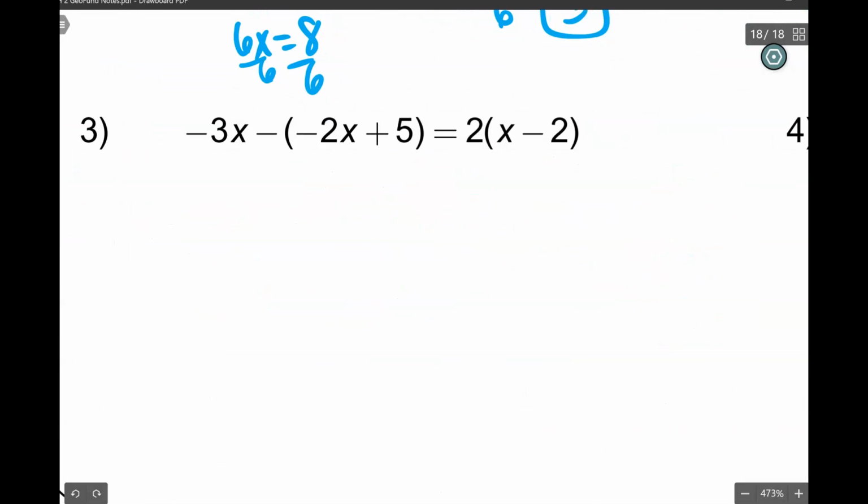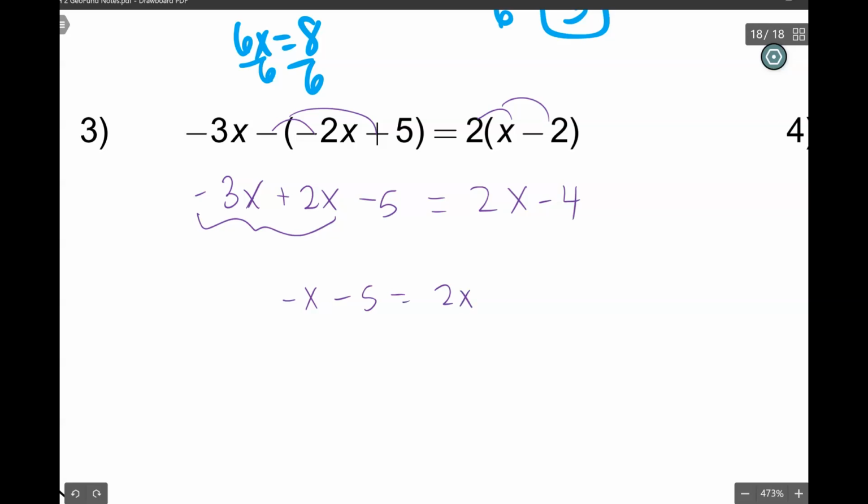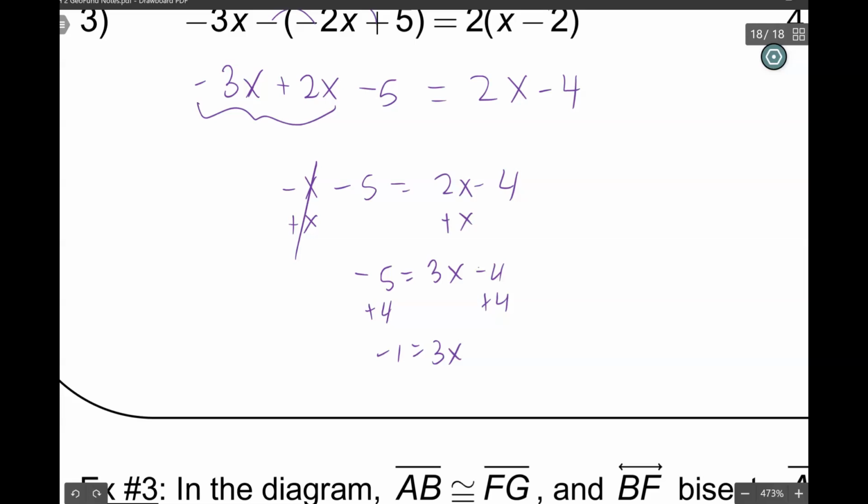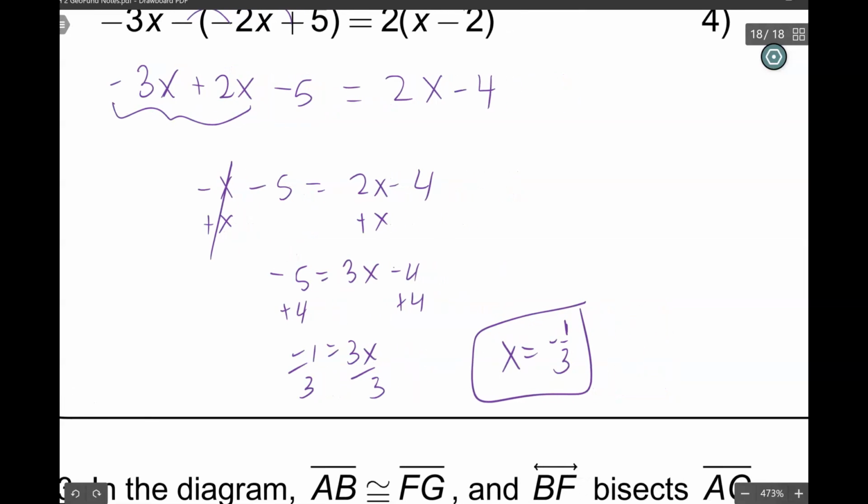All right, number 3. I need to distribute this negative out. So negative times a negative is a positive. A negative times positive 5 is negative 5. Distribute this out. So I have 2x minus 4. Can combine like terms here. And I just rewrite whatever I had before. Let's add x on both sides, so that way I can get rid of it. I'm going to add 4 on both sides. So I have negative 1 is equal to 3x. So to get x by itself, I divide by 3. So x is negative 1/3. And this is the answer I'd prefer, is this fraction.